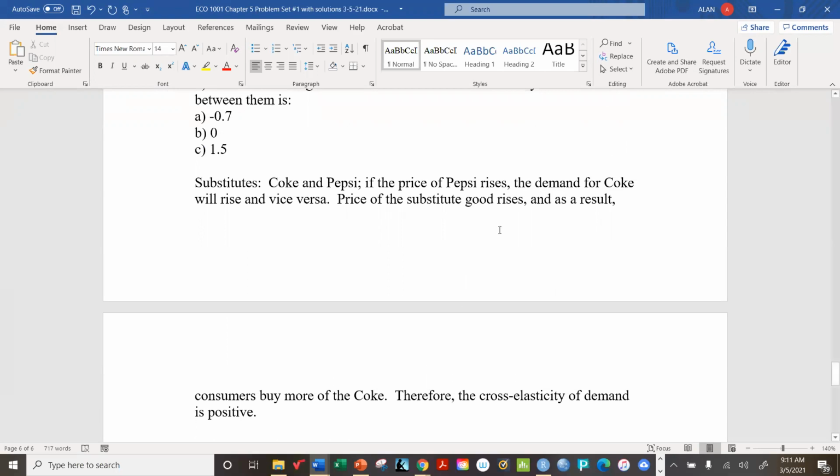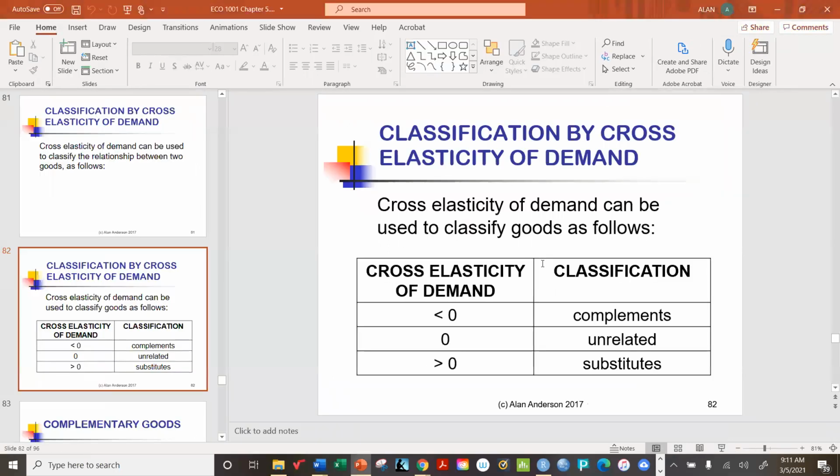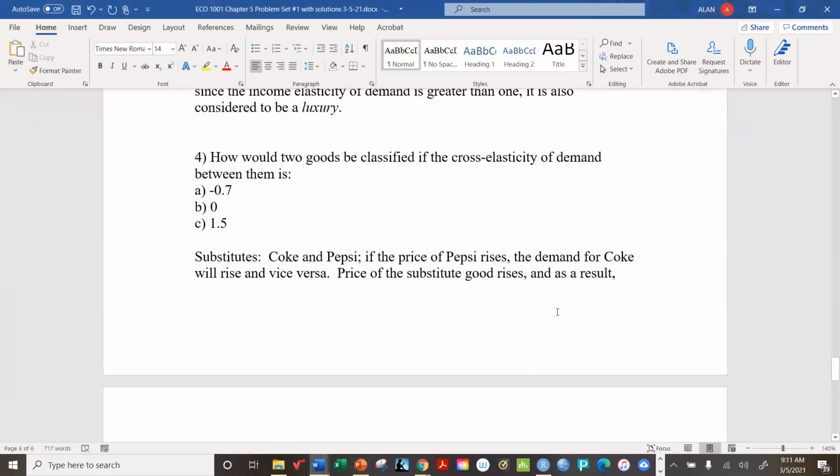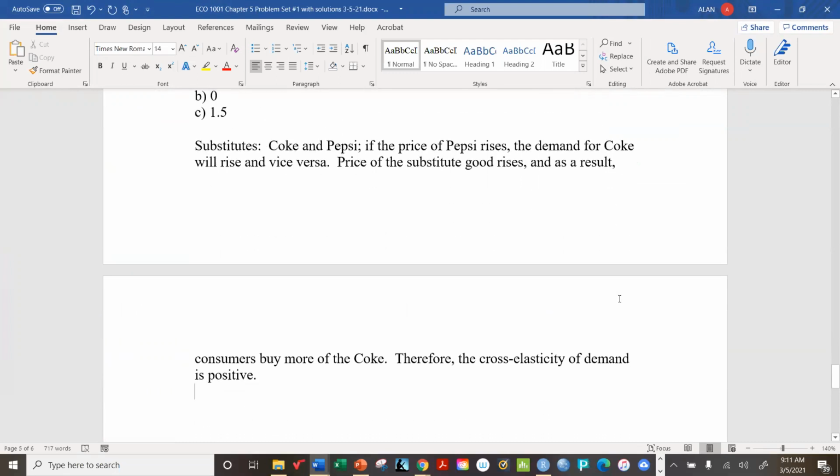Okay, so by thinking about it that way, positive would imply substitutes, because if the price of one goes up, you buy more of the other. But for complements, hamburgers and fries, let's do hamburgers and fries. We were doing ketchup, but that's okay.